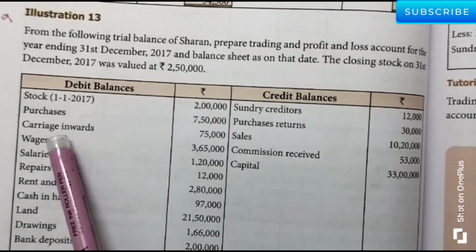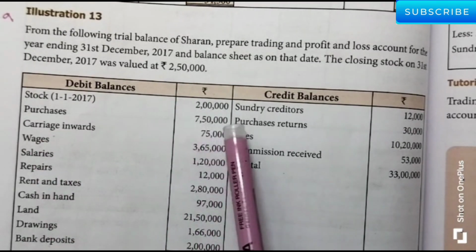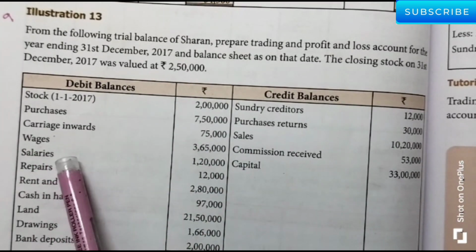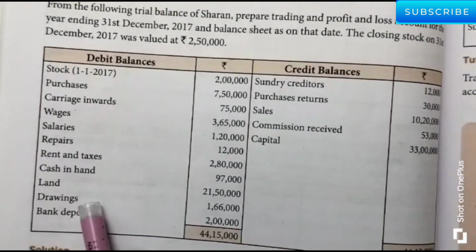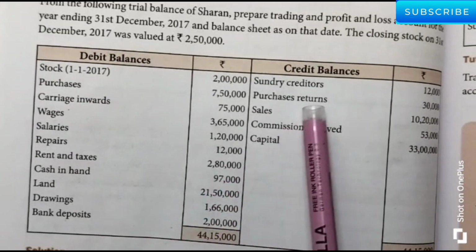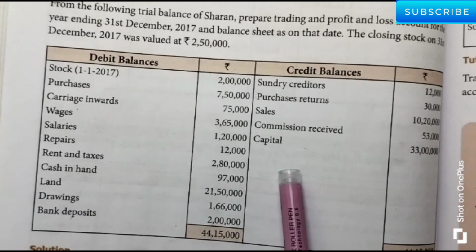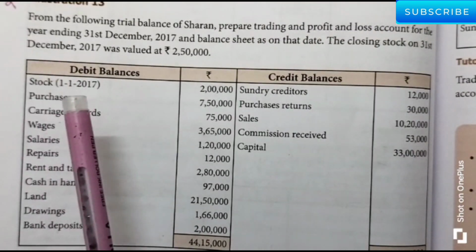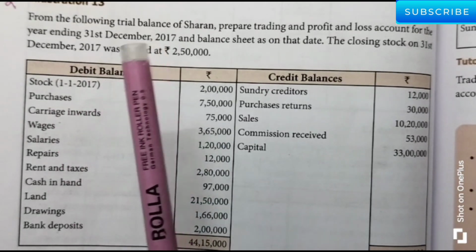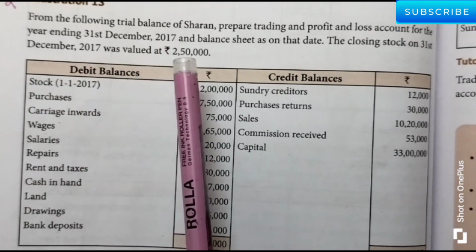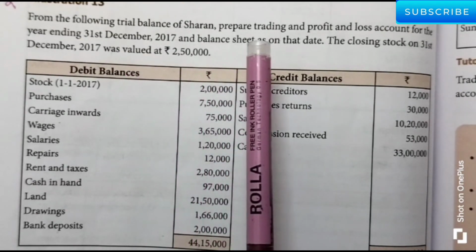The given information are stock 1/1/2017 2 lakh, purchases 7,50,000, carriage inward, wages, salaries, repairs, rent and taxes, cash in hand, land, drawings, bank deposit, sundry creditors, purchases written, sales, commission received, capital. First of all, we have to identify the given information and mark it, which is to be trading account, profit and loss account and balance sheet. It will be easy to prepare these three accounts, that means trading, profit and loss and balance sheet account.